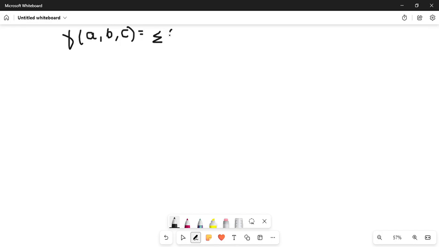Check this and note it down: 2, 3, 4, 5, 7, right? So now if I construct a K-map, just a minute, I'll take another color and construct a K-map. So let me construct it with this color first.